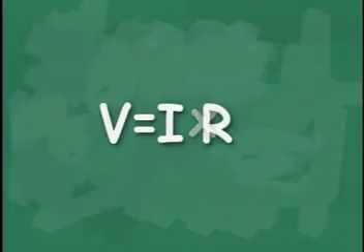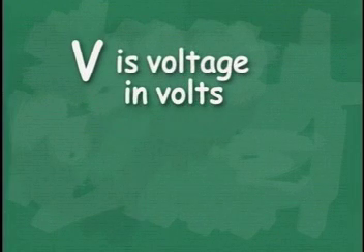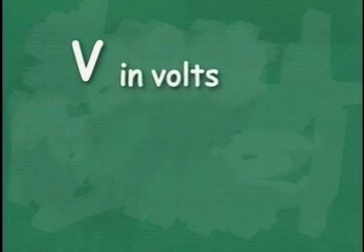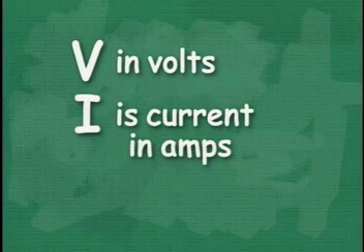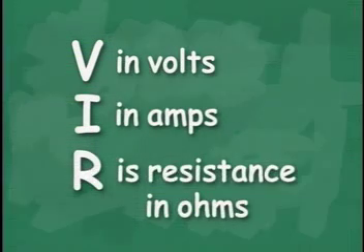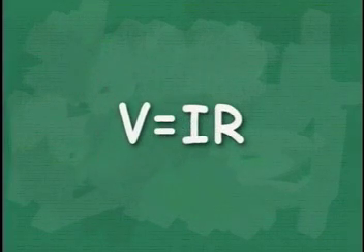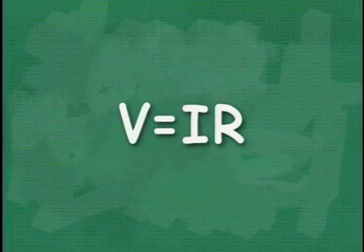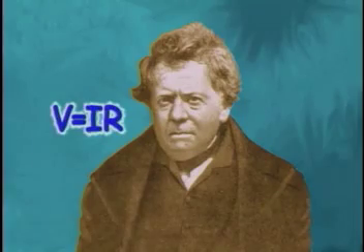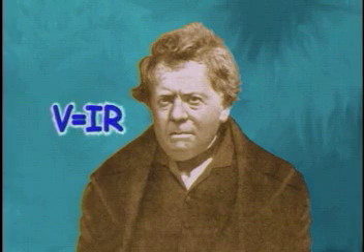Voltage and current are related by the simple equation V equals IR. V stands for voltage, which is usually measured in volts. I is the current, which is usually measured in amps, and R is called the resistance. The resistance is measured in units called ohms. And the equation V equals IR is actually called Ohm's law, after G.S. Ohm, a German scientist, and the unit of resistance was named in his honor.